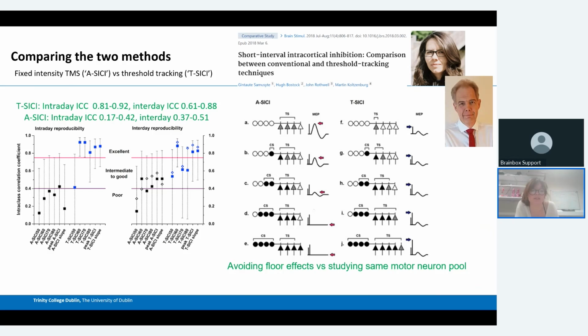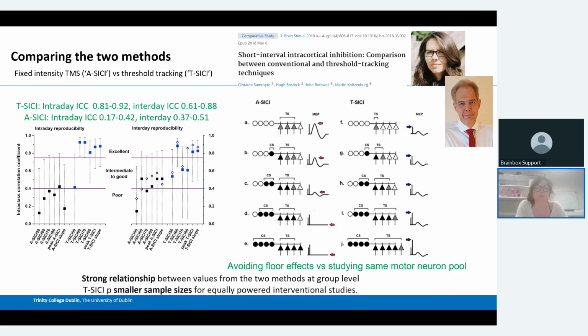But the issue with that is you're going to get floor effects, because if you're not expanding the pool of motor neurons you're looking at in accordance with the amount of inhibition someone's showing, you're going to end up with floor effects where you've completely inhibited that pool of motor neurons, and now you're underestimating that person's inhibitory potential or inhibitory function, which is particularly problematic if, for example, you want to study how a disease or a drug affects inhibition. And notably, there was a strong relationship between the two measures, so they do seem to be largely capturing the same thing.